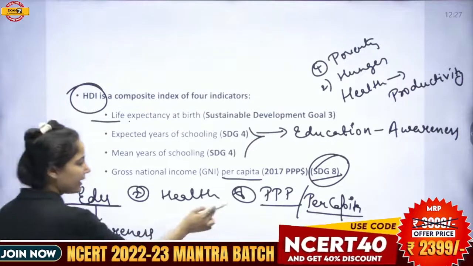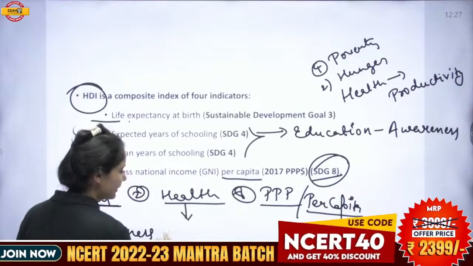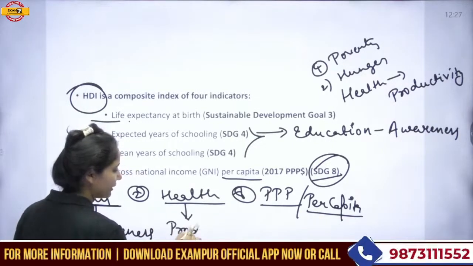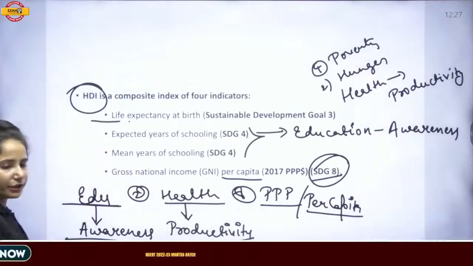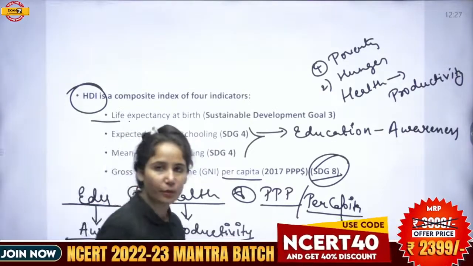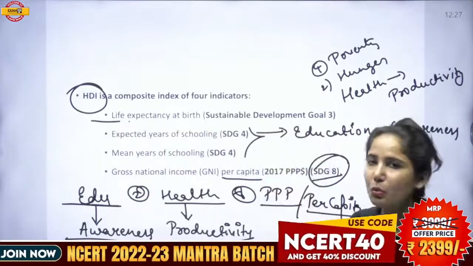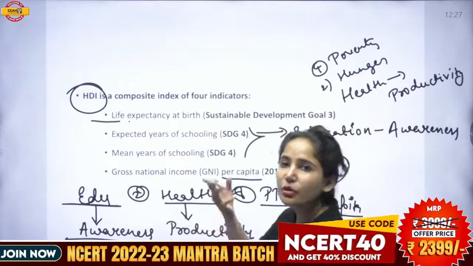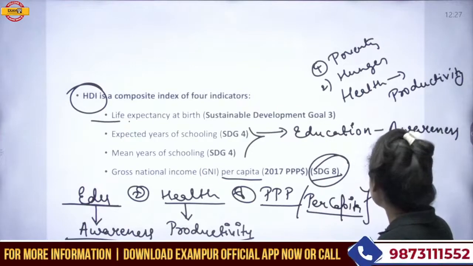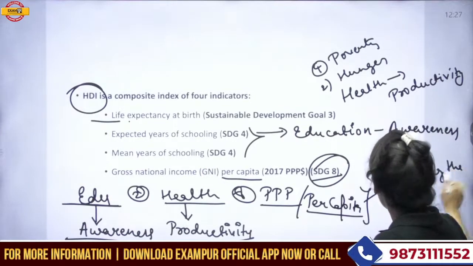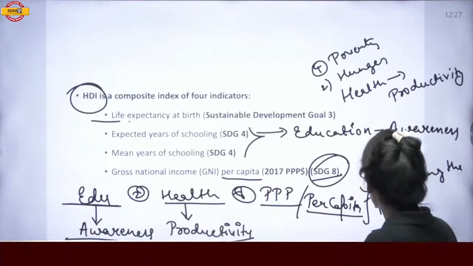Okay? Health is just to make sure about the productivity of human capital. It is raising the capacity. If you are more healthy, you would be in a condition to study more. You would be in a condition to work more. You would be in a condition to contribute more. And per capita income, it is making the inclusivity of more and more people.